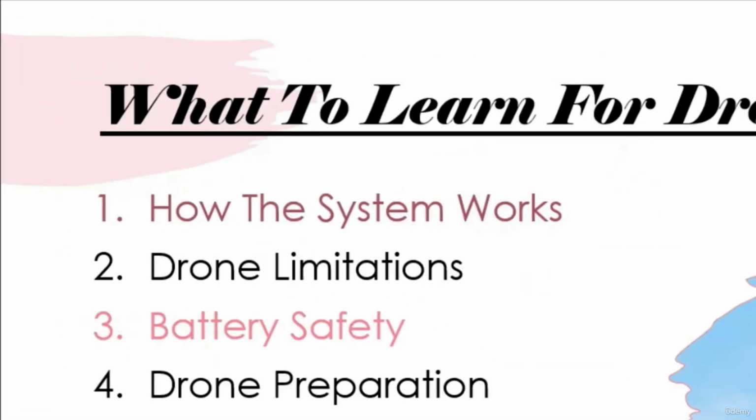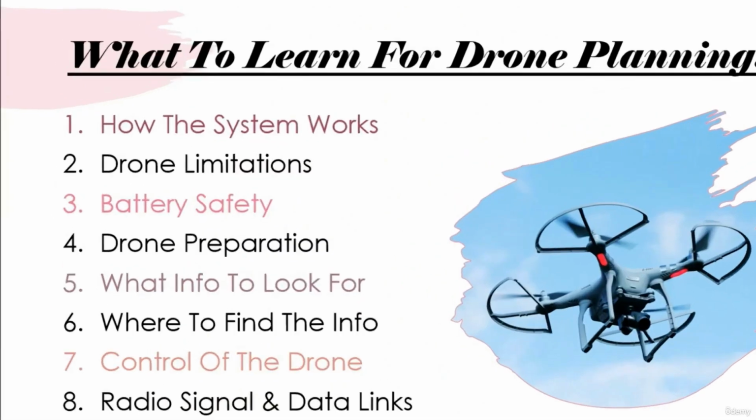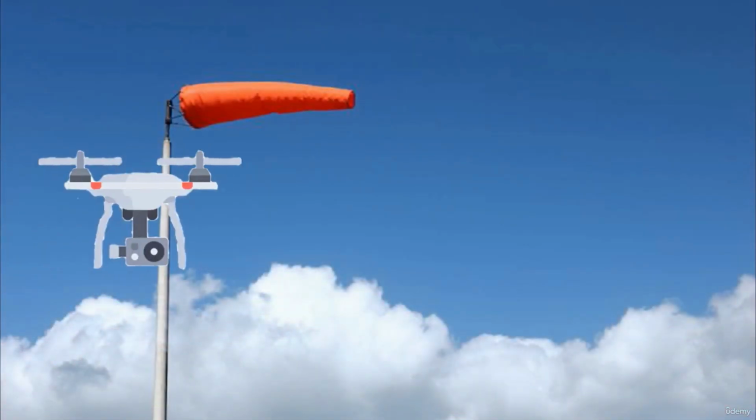Firstly, how the system works. How does the remote control connect to a drone? Why are there no cables? 2 is talking about your drone limitations. What can your drone do? What can't it do? How high can it fly? What speeds can it go?